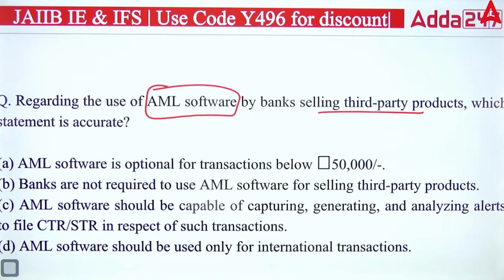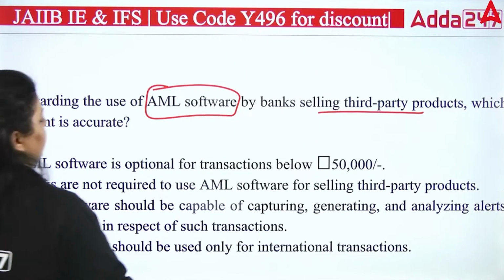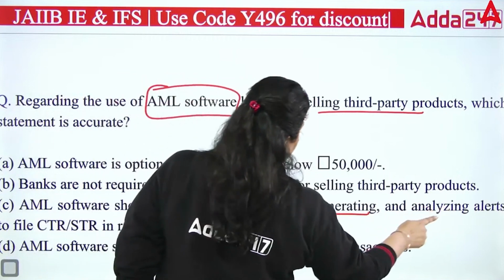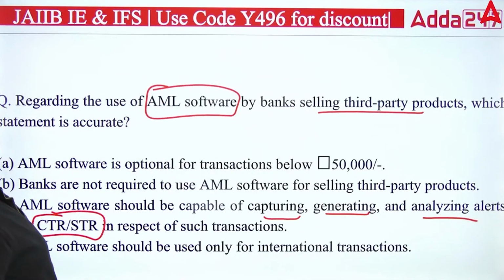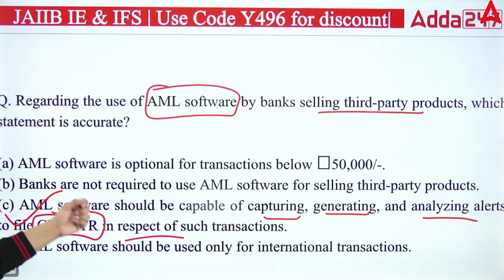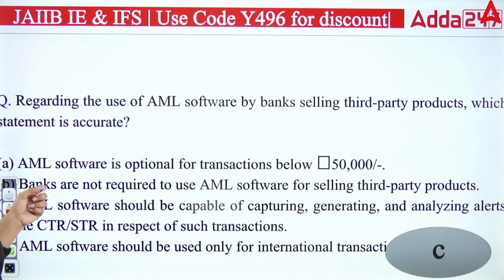Okay, so the anti-money laundering software should be capable of what? It should be capable of capturing, generating, analyzing the alerts to file cash transaction report, suspicious transaction report in respect of such transaction. That's the statement which is true regarding the AML software. So right answer is your C option.